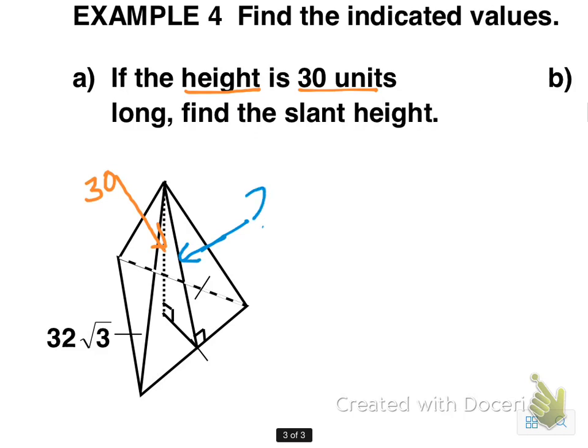So here we go. The entire base edge is 32 square roots of 3. So that's the base edge. From this part to this part is half of the length of the base edge. So if we divide 32 square roots of 3 by 2, we're going to get 16 square roots of 3.